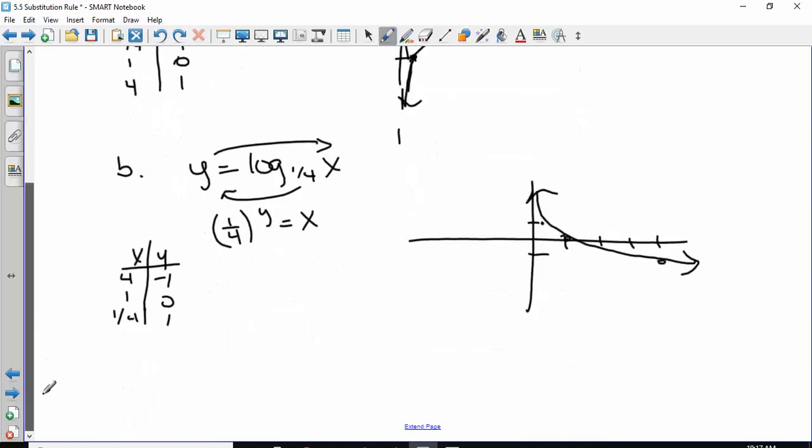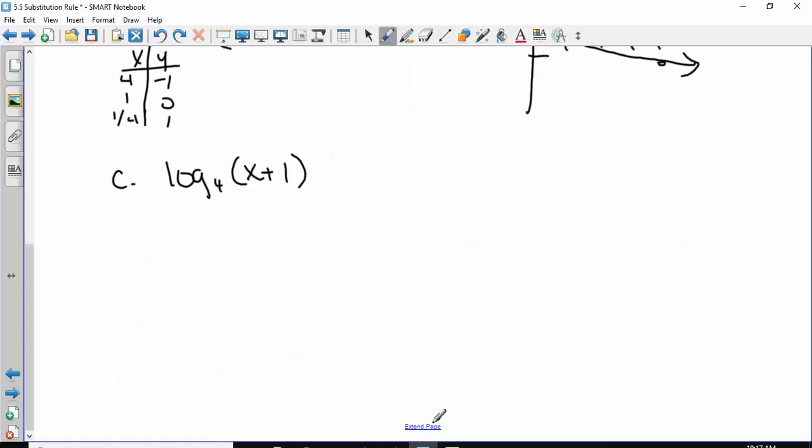C is log base 4 of x plus 1. Easiest to do this with transformation. Didn't we already graph log base 4 of x on the first question? Yeah. So if I took those points, we had 1/4, negative 1; 1, 0; and 4, 1. So that would be your parent function.